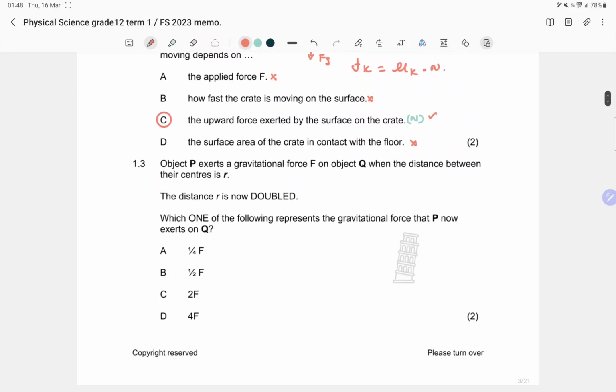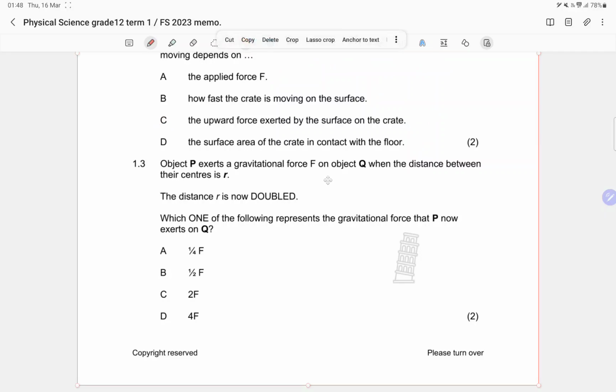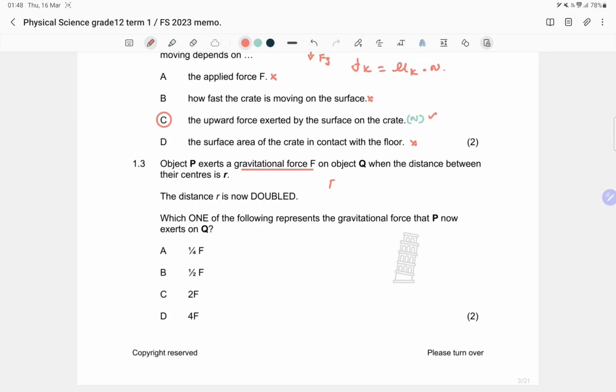Okay? Great. Now we're told here, object P exerts a gravitational force F on object Q when the distance between them is r. So basically we know that this force F is given by G MP MQ over r squared. Okay, that is the story that we are being told.